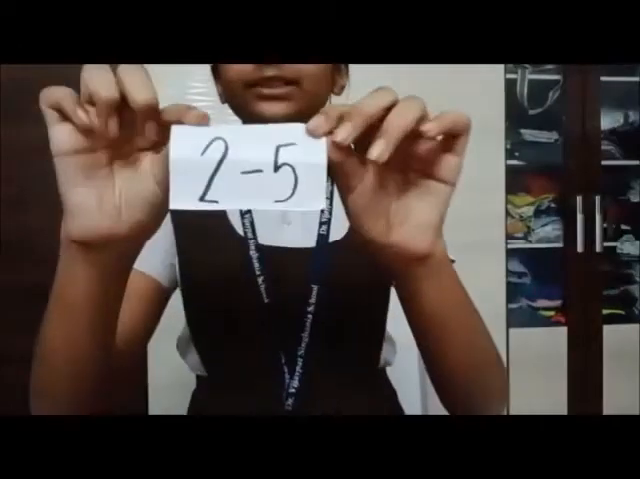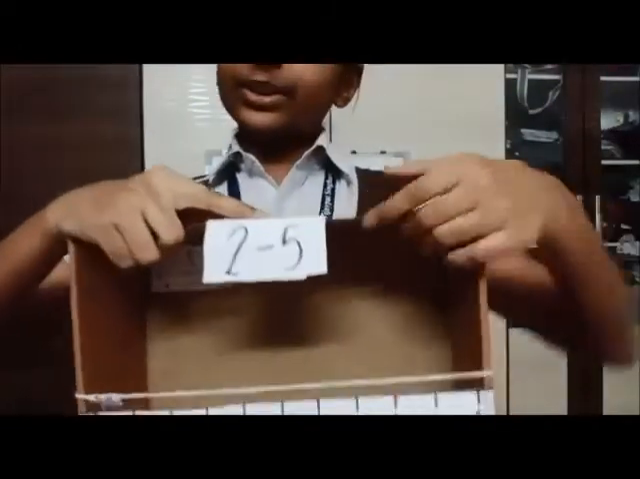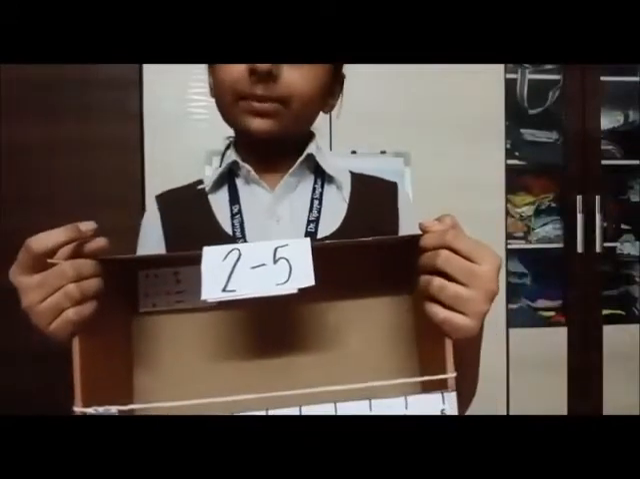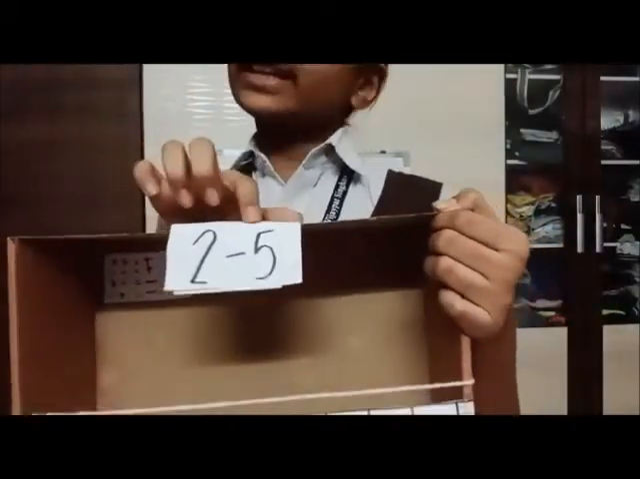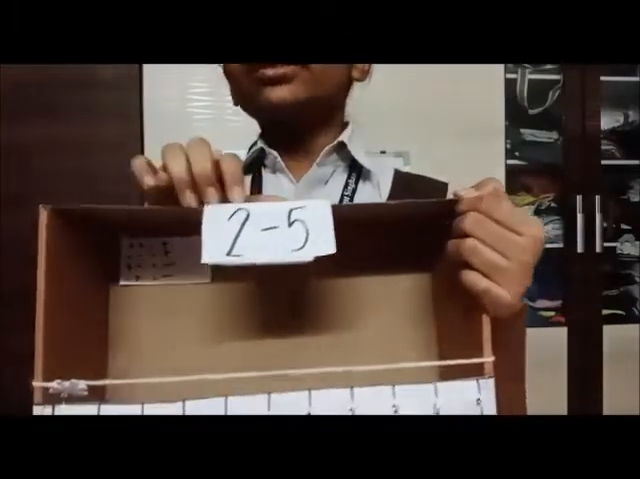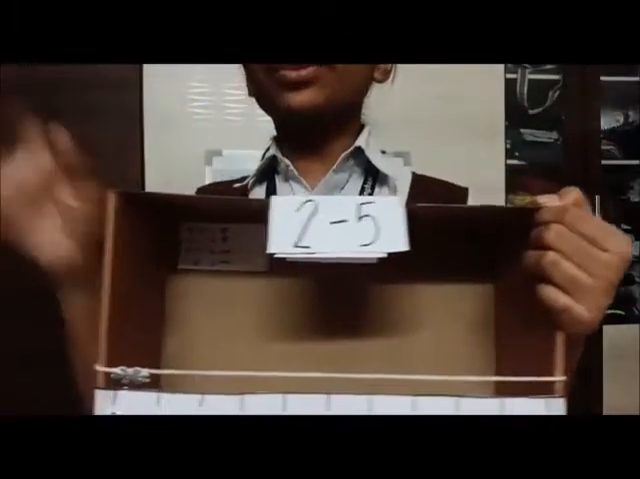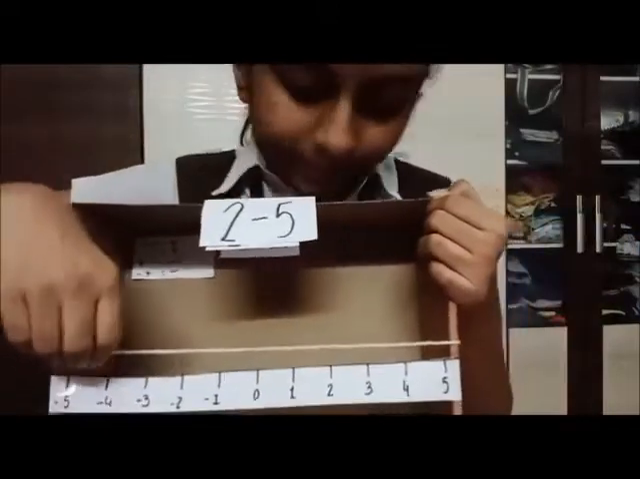Now, let's take a last example. 2 minus 5. Like we did with both the previous sums, let's divide the sum into two parts. 2 and negative 5. So, the first part is 2. So, let's move the pointer to 2.